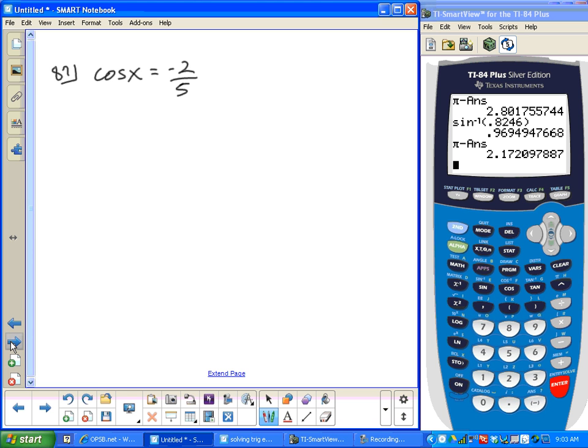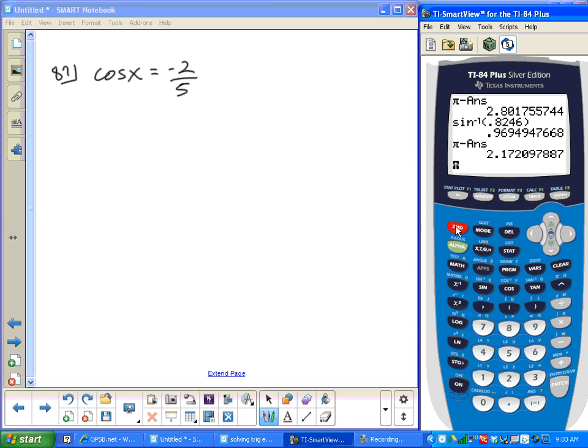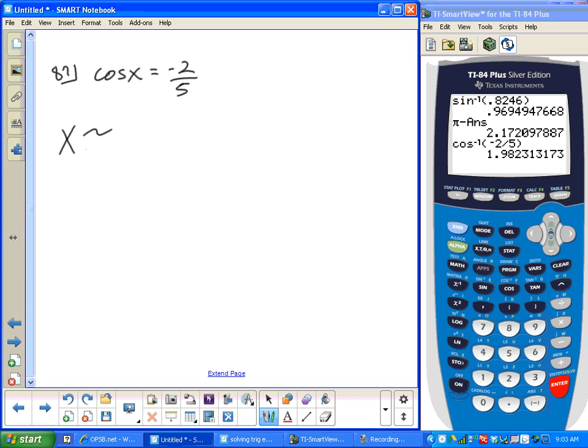All right, so let's do the easy part first. We're going to do inverse cosine of -2/5. So I'm assuming everybody's going to have this answer, 1.9823. Okay, now, so let's think about it. There's going to be two answers.